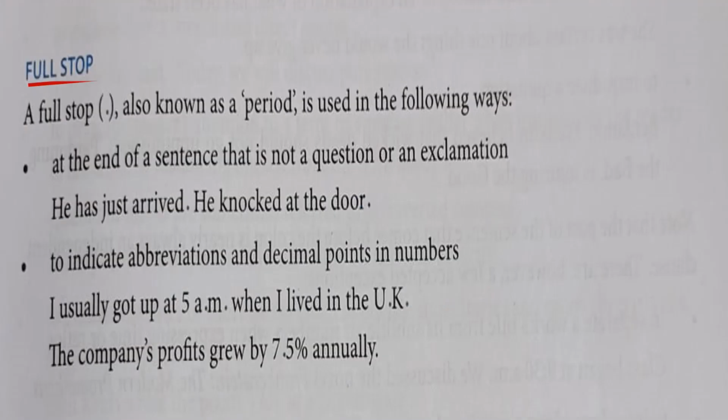The next punctuation mark is full stop. A full stop, also known as a period, is used in the following ways. Full stop is in British English, students, and period is in the American English. Okay. It is used at the end of a sentence that is not a question or exclamation. So if it is not a question or exclamation only, you will be using a full stop.